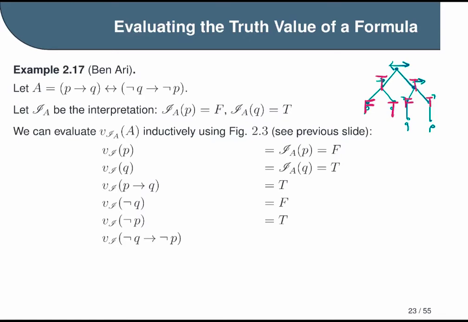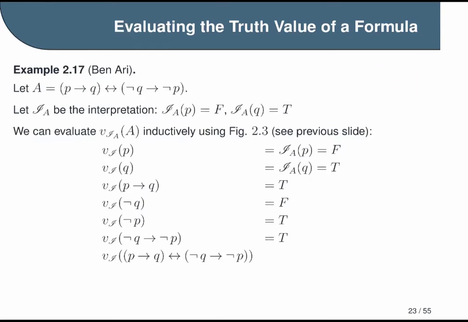Now to summarize, our left child is true, and our right child is true. So our bijection is saying true if and only if true. And under this particular interpretation, that is true, and therefore the whole formula evaluates to true.